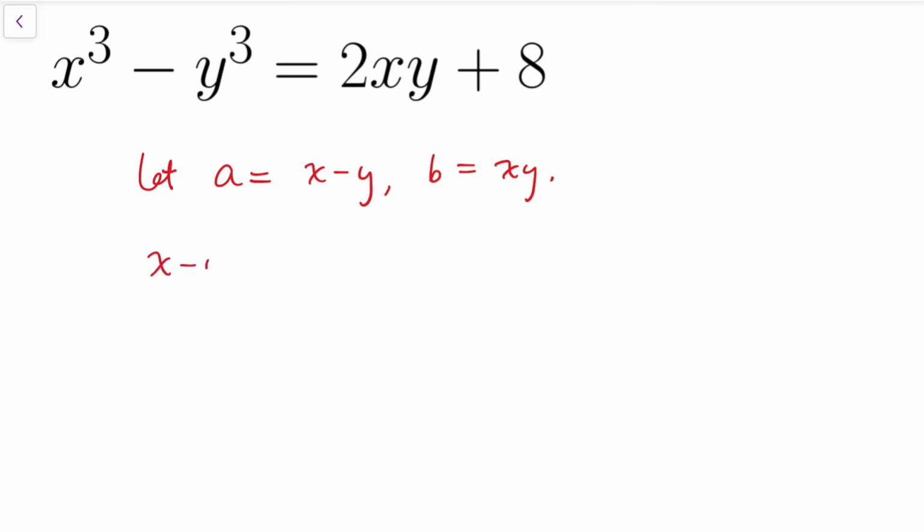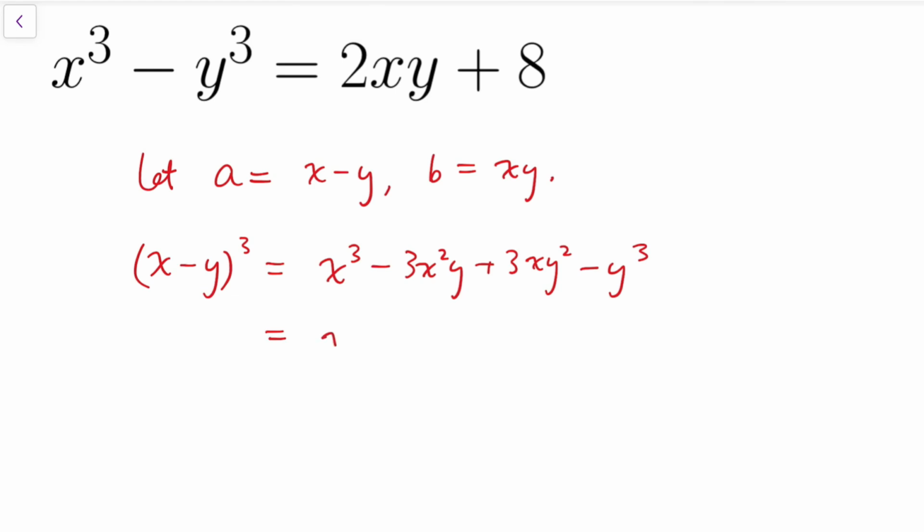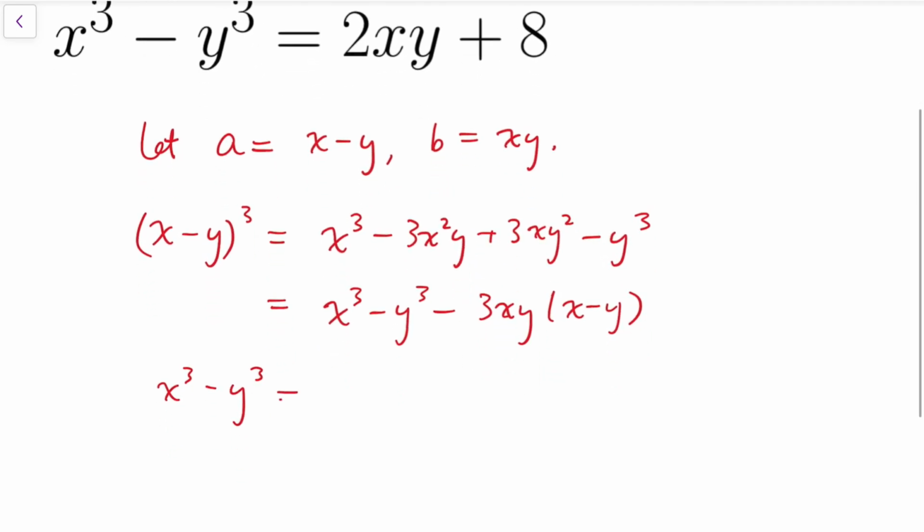Indeed, if we try to cube x minus y, part of it will be the difference of cubes, and then the extra part that's generated is actually 3xy times x minus y. And so we can quickly write the difference of cubes as a cubed plus 3ab.